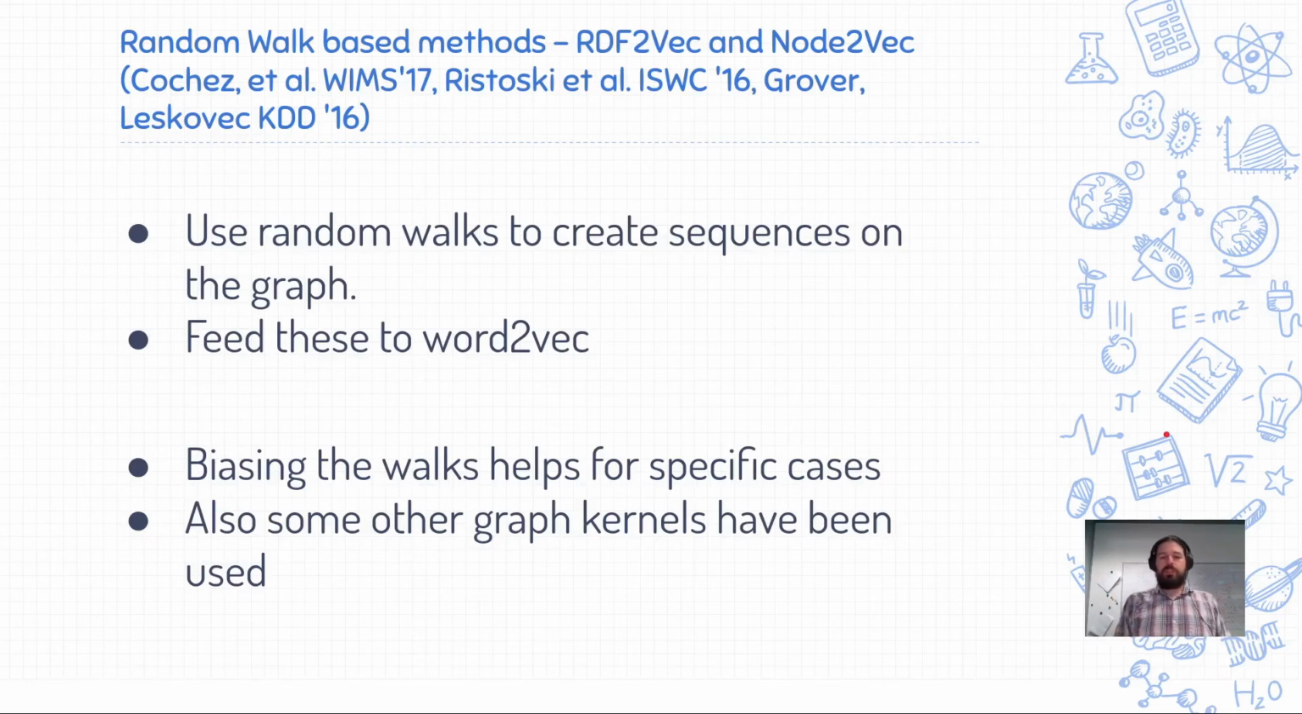There are some additional tricks. So for example, you could bias the walks. So instead of just randomly jumping to locations, you could put certain weights, like extra weight to certain directions. Or you could also use graph kernels, which we didn't really go into, but basically like other ways of navigating the graph.